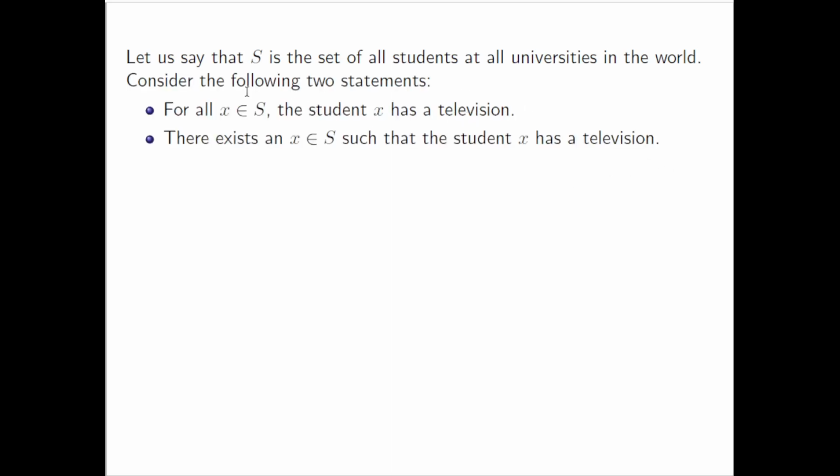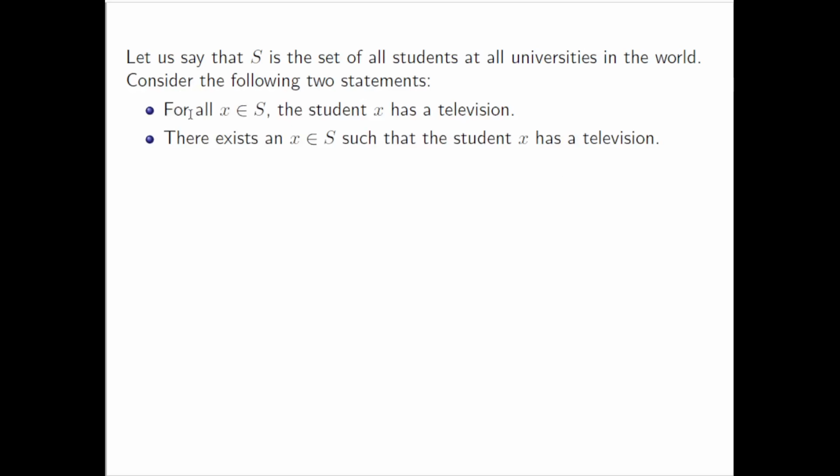Just to make this discussion work, let's just say that capital S for now is the set of all the students at all universities in the world, right? So you should be a member of this set, right? So this set actually is not a set of numbers, but it's rather a set of humans. Each element of the set is a person. It's a person who happens to be a university student. Okay, now let's consider the following two statements.